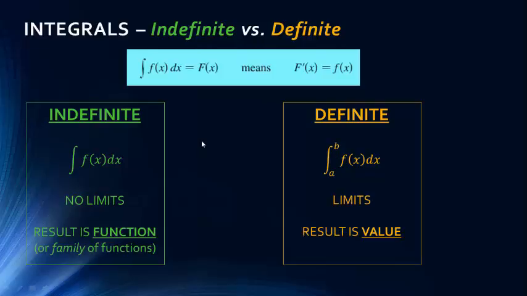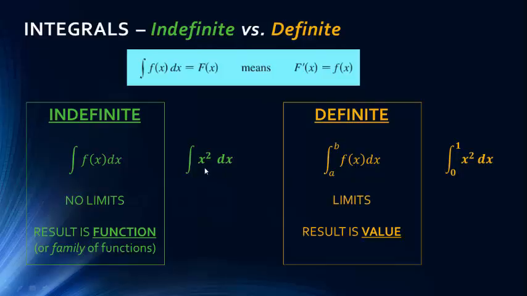For an indefinite integral, your result is a function, or we say a family of functions, because we add that c in there that we've gone through before. So on an indefinite integral, you are going to get a formula or function, some kind of equation with a variable. On a definite integral, you're going to get a number or a value. So let's look at this. Let's use the same formula.